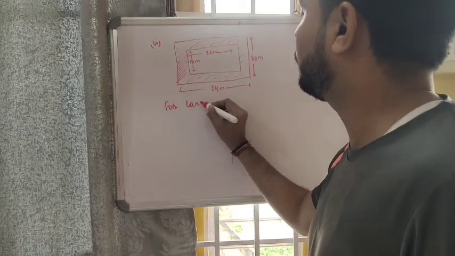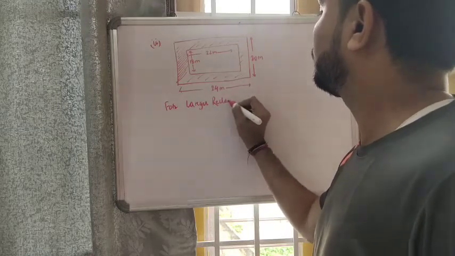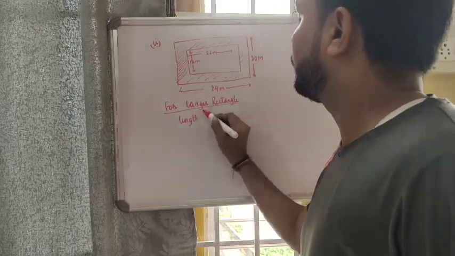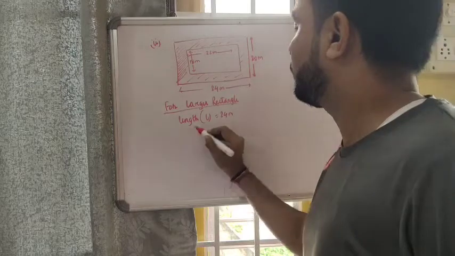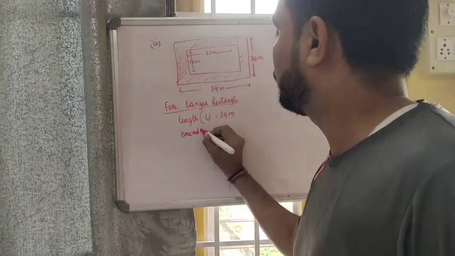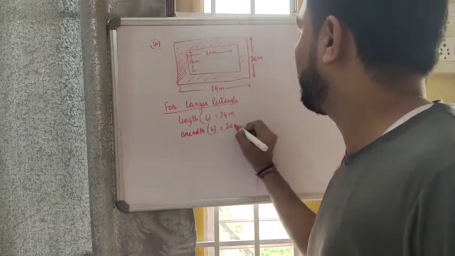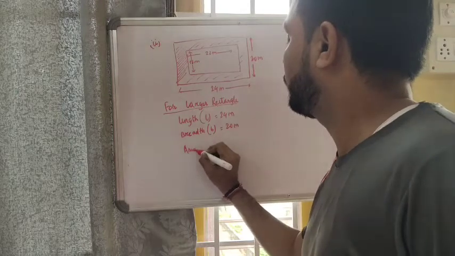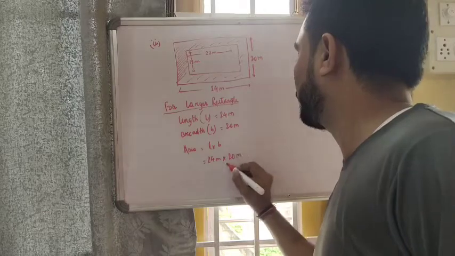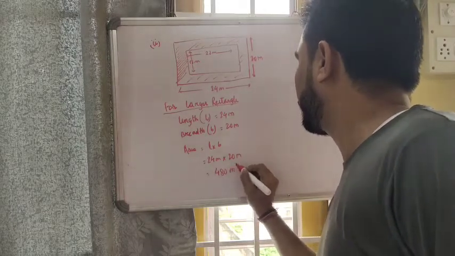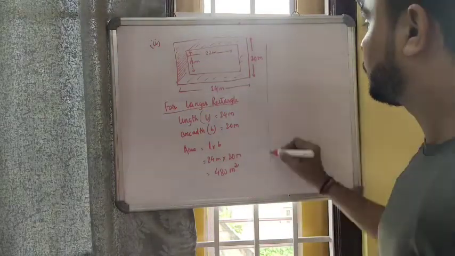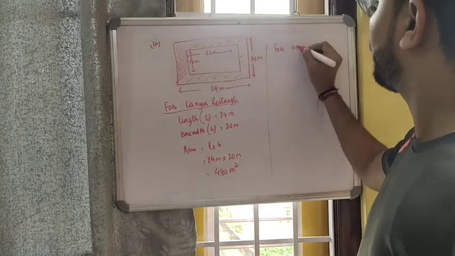For larger rectangle, length L is equal to 24 meter, breadth B is equal to 20 meter. So area will be equal to length into breadth. So 24 meter into 20 meter will give you 480 meter square. 24 into 2 is 48 and 0 is there. So 480.